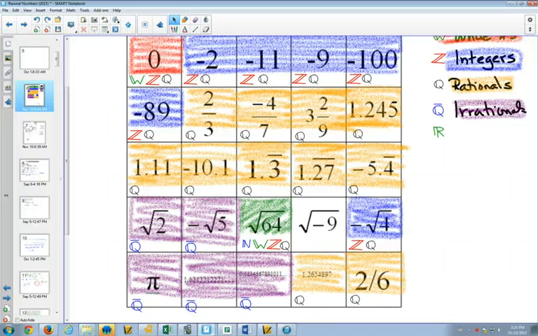Irrationals are the first ones that don't overlap. It's not a natural and an irrational. So irrational ones will always be by themselves. And finally, the last thing you need to do once you've colored it is add real number to all of them except for the one that isn't a number. They're all real numbers except for that square root of negative 9. So I'm going to add it to every one of them except for the one.